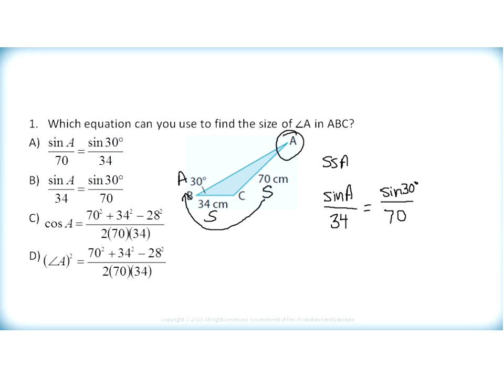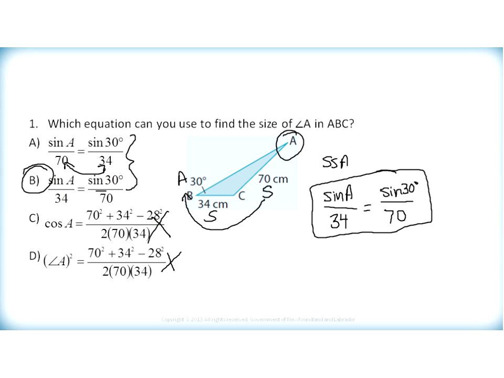So I definitely am not going to be able to use C because it's a cosine law. D is a poor attempt at a cosine law set up. So I'm either going to be doing A or B. They're both sine law. But notice that in A, I've got my two sides mixed up. So my answer is going to be B, which is exactly the same as what I have figured out on my own without even looking at my possibilities first.